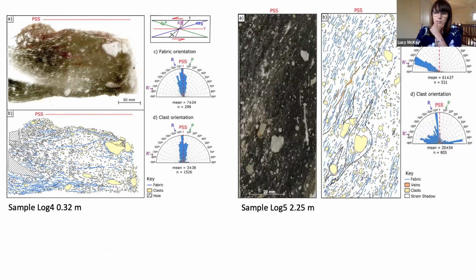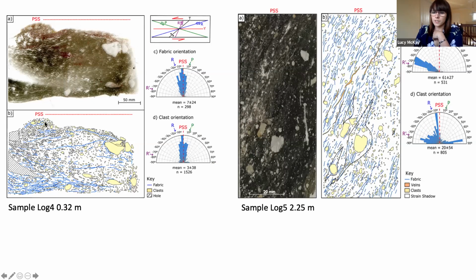These are the thin sections and my annotation of the thin sections, and you can see that some of the clasts and matrix within this gouge have a preferred orientation, although the foliation can deflect and wrap around the small clasts.